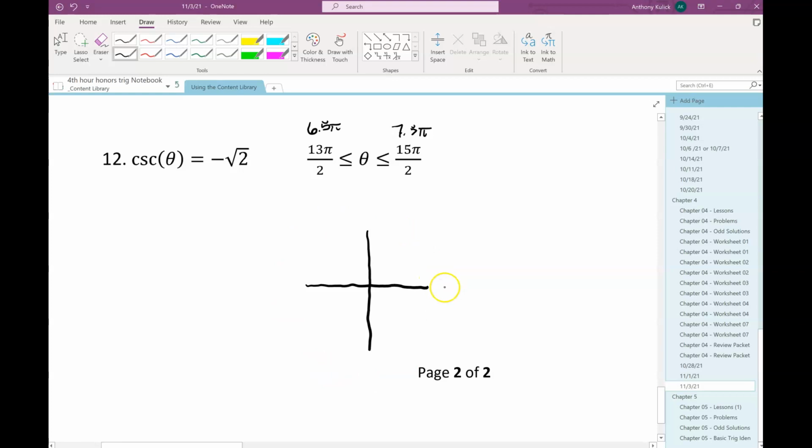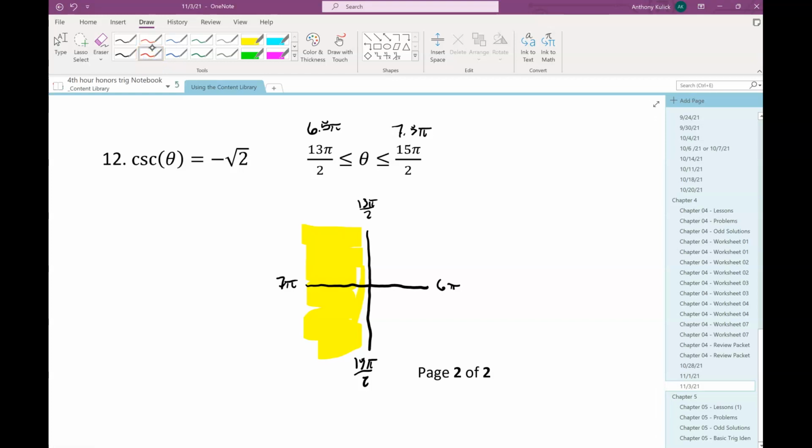0, 2, 4, 6, 6.5, 7, 7.5. So we're talking about those two quadrants right there. Is that cool with everybody?